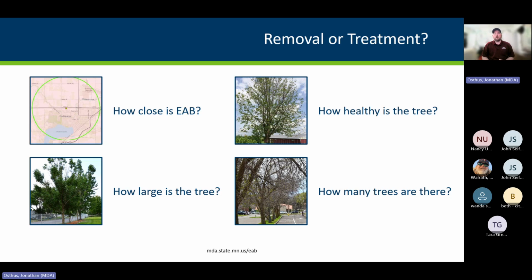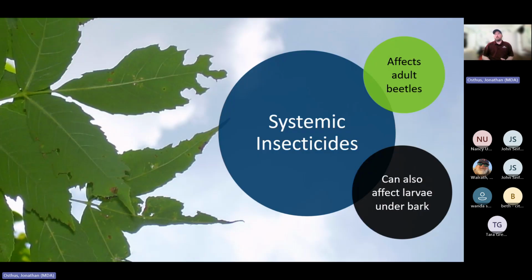There are also chemical options available from the local garden store that can be used to treat your tree as well. Just something you want to consider, these are systemic insecticides. They will affect adult beetles. So when a tree is treated, any adult beetles that feed on the leaves will get a dose of that chemical and be killed. But they will also affect any larvae that are still actively tunneling underneath the bark in that cambium layer. The insecticide will kill at that point too.